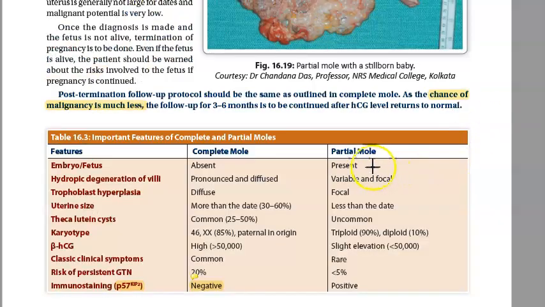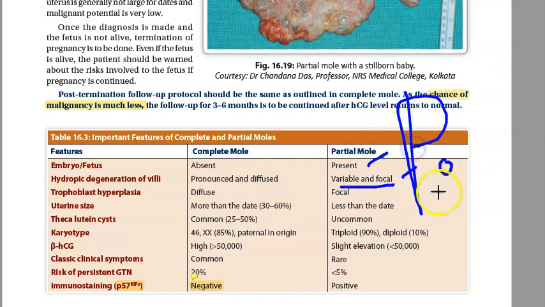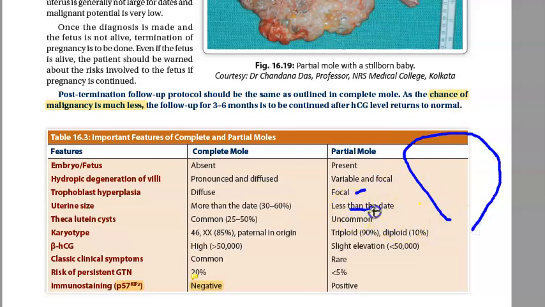So look at what they are saying. In partial mole, there will be a fetus. It's more like a missed abortion, right? The hydropic degeneration of the villi, what we are talking about, will be a focal degeneration. It's not diffuse degeneration like in complete, right? That's why the word partial. Okay. And then what will happen here? Again, focal trophoblastic hyperplasia. The uterus size will be less than the date.